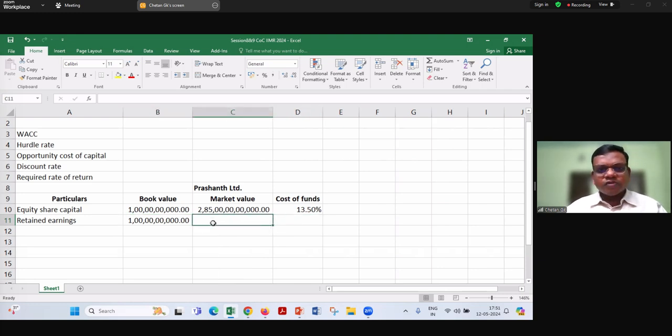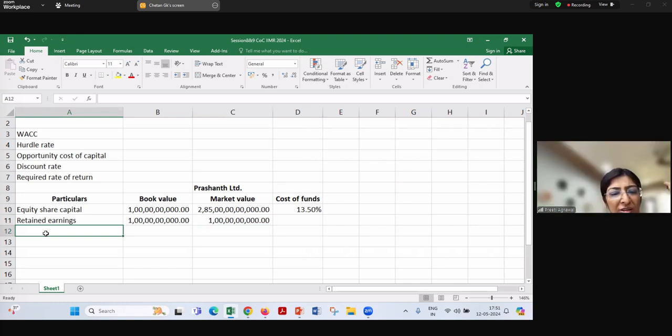In other words, we should not be going out and computing the market value of these retained earnings, because there will not be any market value for this, as it is utilized inside the company. So what I'm doing is taking the market value as equal to this. Let us come to the cost of funds later. Let us go to the next one.